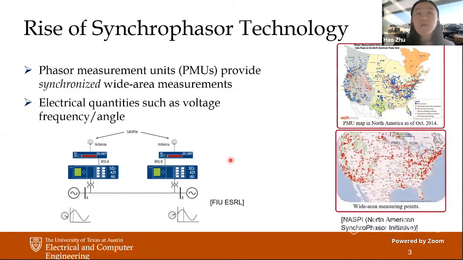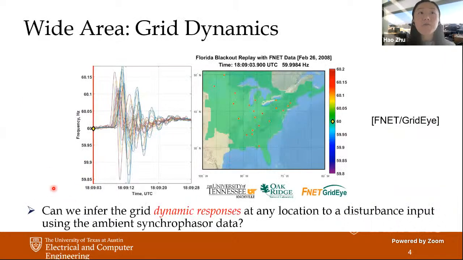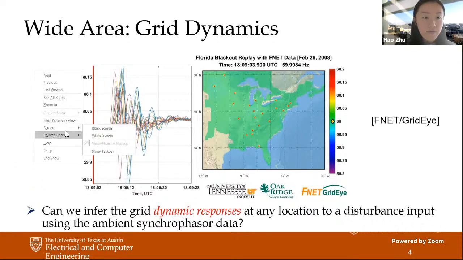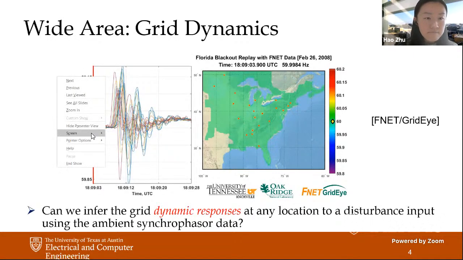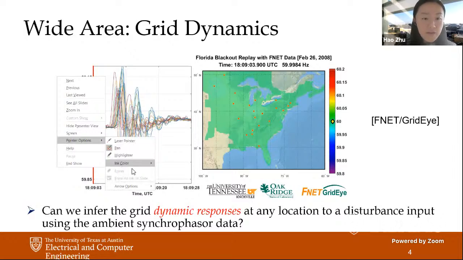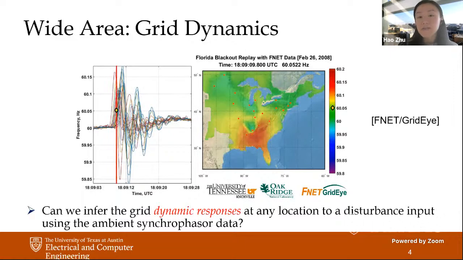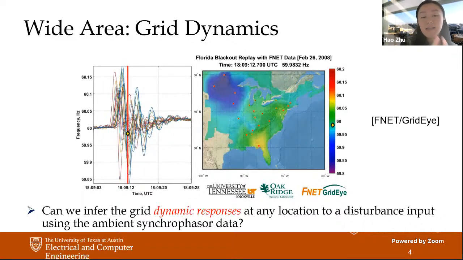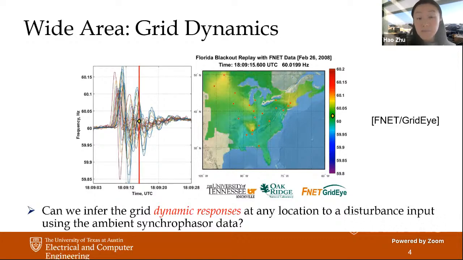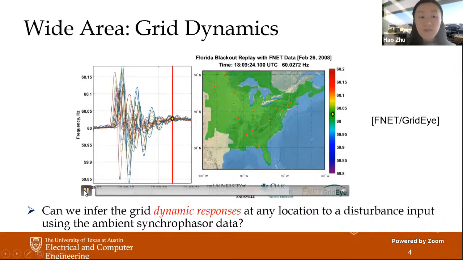So what can we do with that? I'm going to show you a video animation here. Basically, this video shows a real event that happened in 2008 due to a blackout in Florida. On the left is the electric frequency captured by these PMU devices, and on the right is the contour plot of this frequency changing over 60 Hertz. I'm going to show it again.